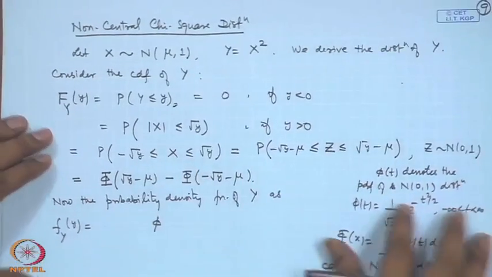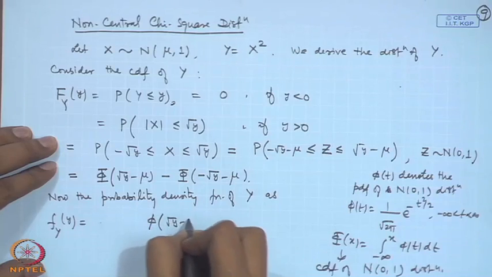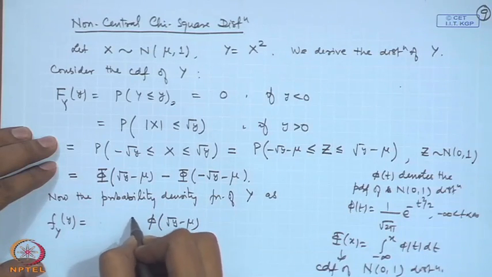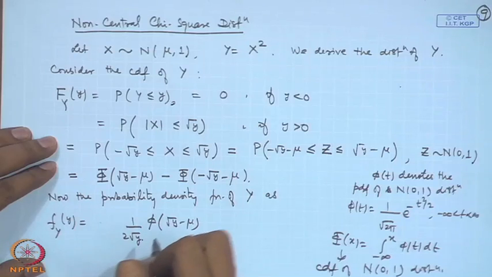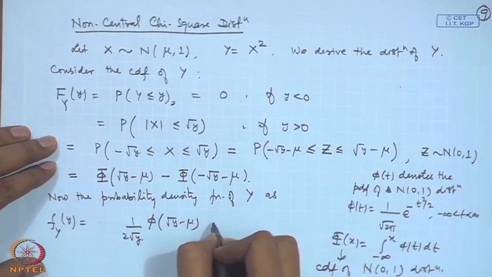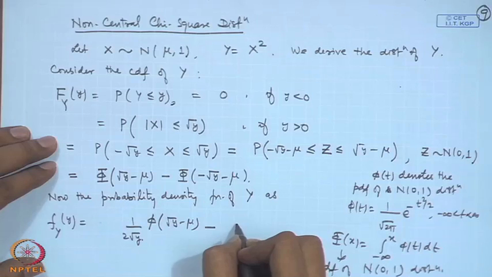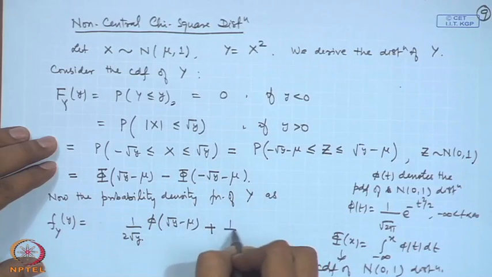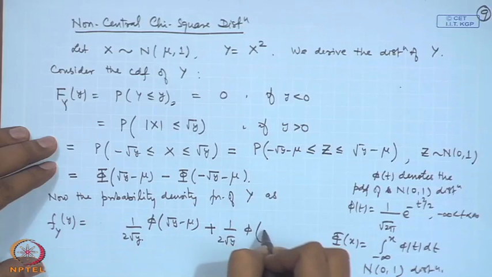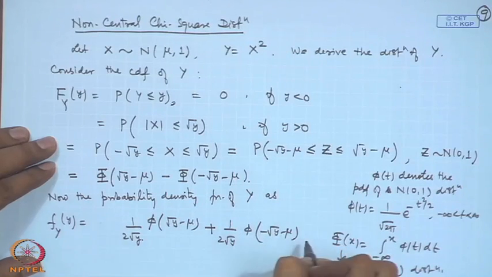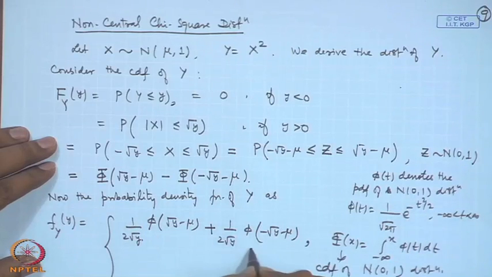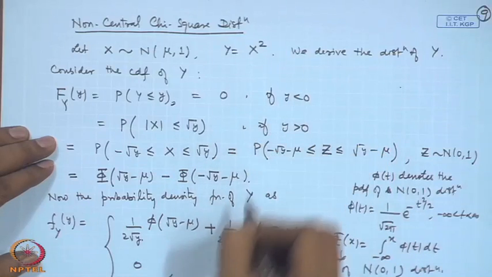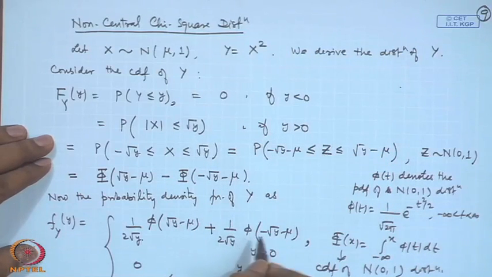So, if I differentiate capital phi, I will get a small phi root y minus mu, and I will get 1 by 2 root y, and here there is a minus here and there will be a minus here. So, it will become plus 1 by 2 root y small phi of minus root y minus mu. This is for y greater than 0, it is 0 for y less than 0. So, of course, equality at 0 we may include at one of the points, that does not make any difference here.